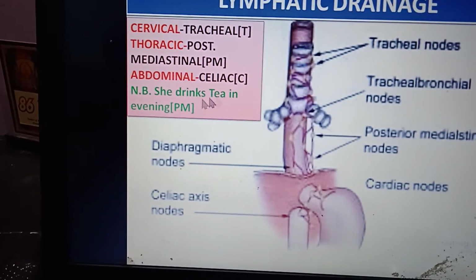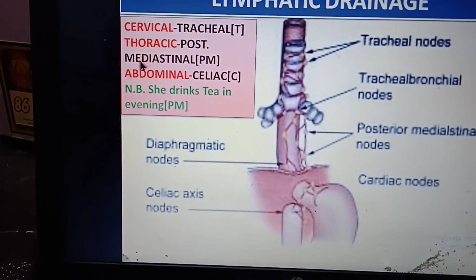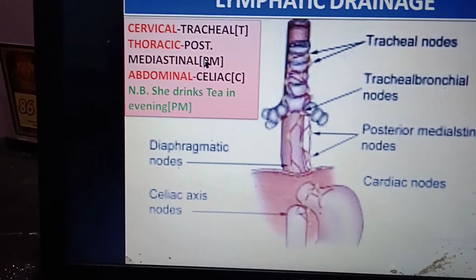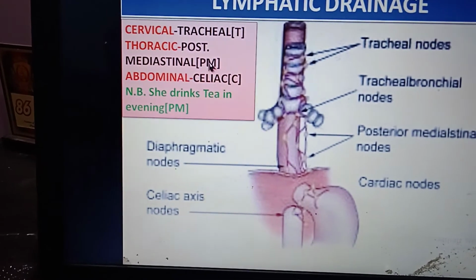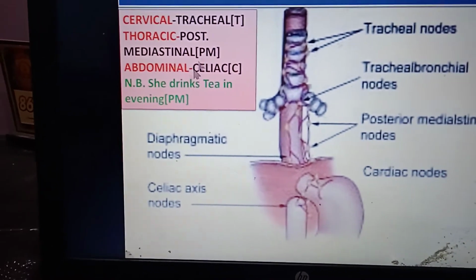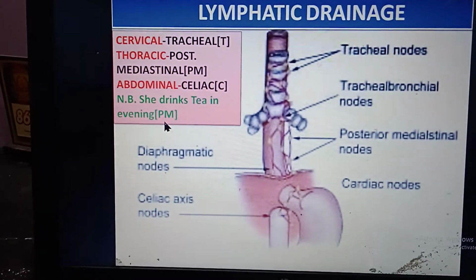C, drink tea in evening. Tracheal T, posterior mediastinal, that is PM, and abdominal celiac C. C, PM, T. C, drink tea in PM, that is evening.